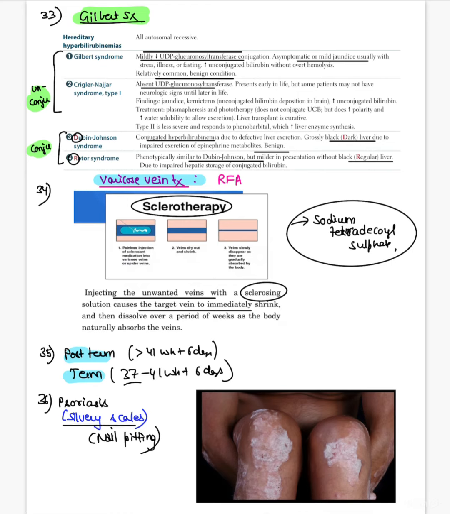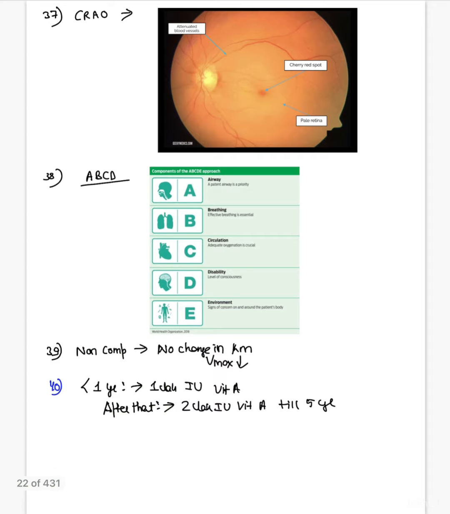So they may give pitting of the nails, oil drop sign. That is psoriasis, with silvery gray scales due to air entrapment in between. Also when you scrape it, you will have the Auspitz sign, that is pinpoint bleeding spots. That is again important. Then they asked you about CRAO, that is central retinal artery occlusion.